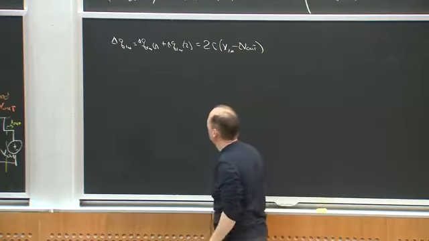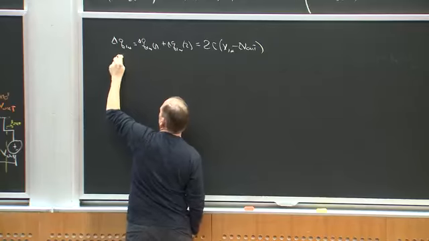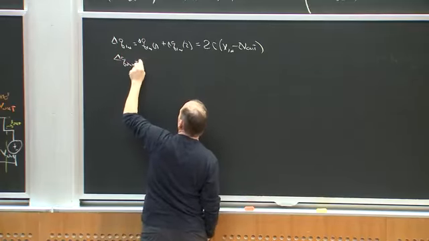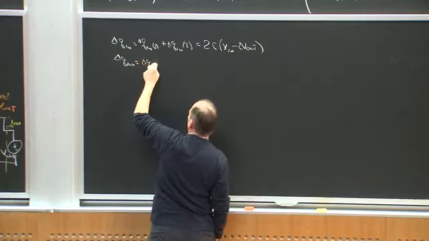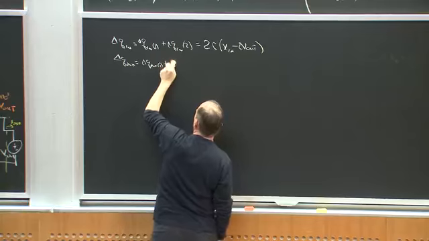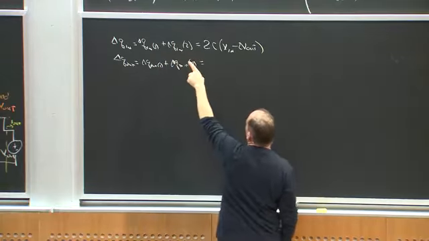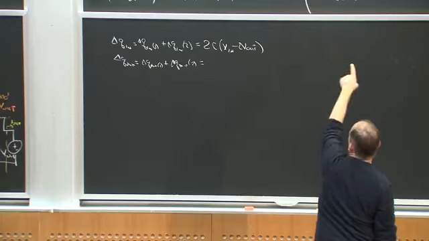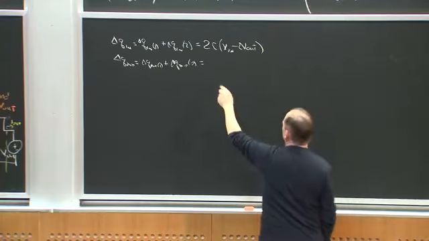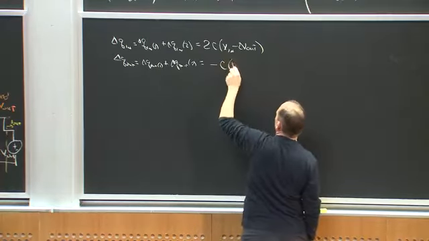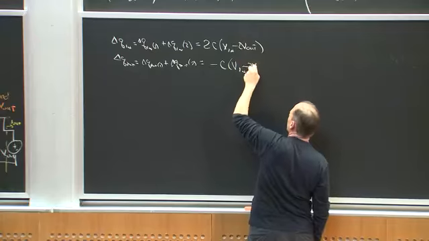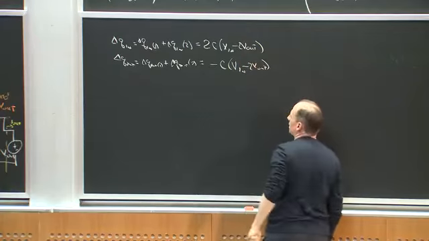Okay? And delta Q out is going to be equal to delta Q out in state 1 and delta Q out in state 2. And if I add those up, it's going to be minus C times V in minus 2 V out. Okay?